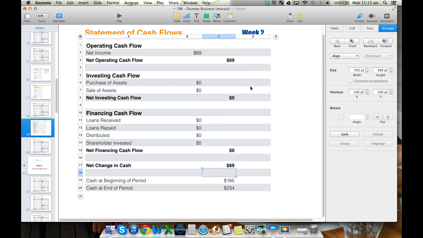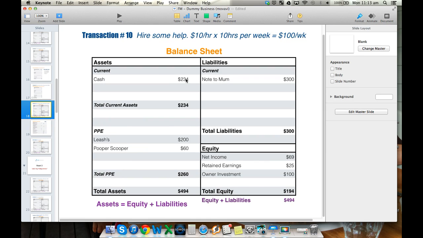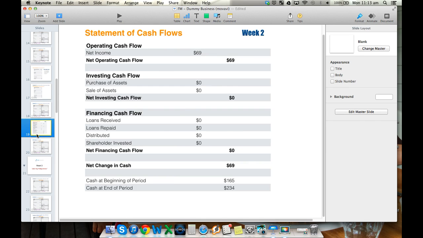So then, like we said, down here, our cash at the beginning of the period was $165, and cash at the end of the period was $234. Check that against our balance sheet. Cash at the end of the period was $234, so we know that's right.